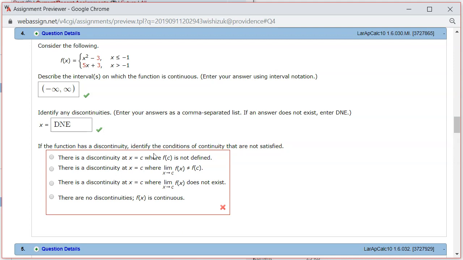Last one should be pretty simple. You see that there are no discontinuities, so f is continuous everywhere. So we click on that. Let's check the answer. I came back and it looks like we did all three parts correctly.